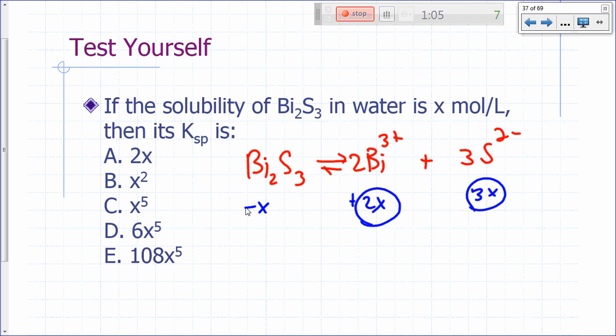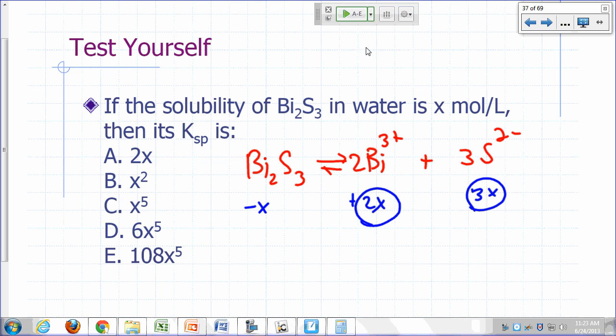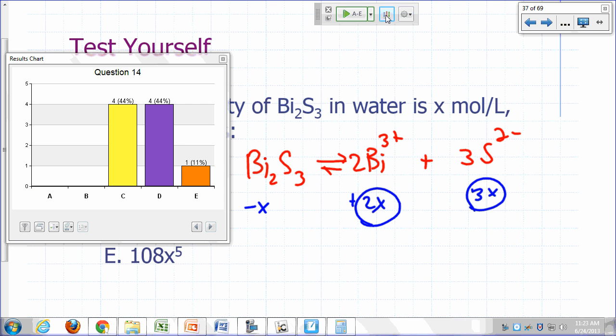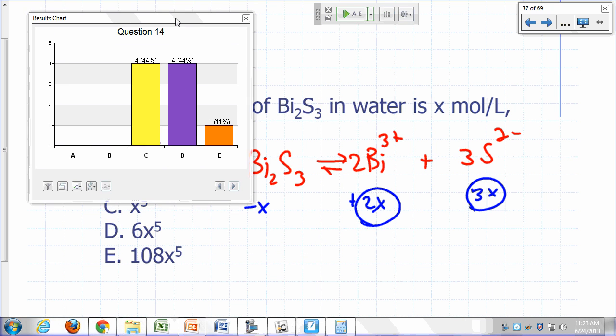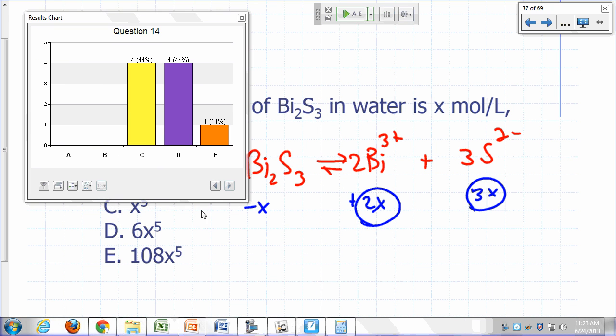Do we have an answer? Let's see. Oops, C and D are popular choices. Okay.